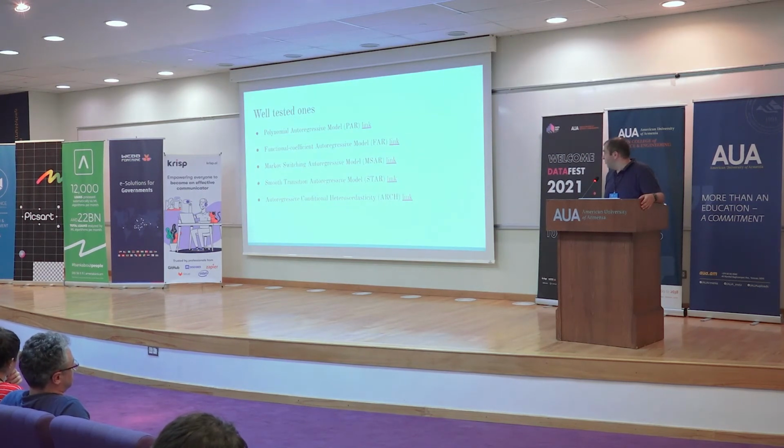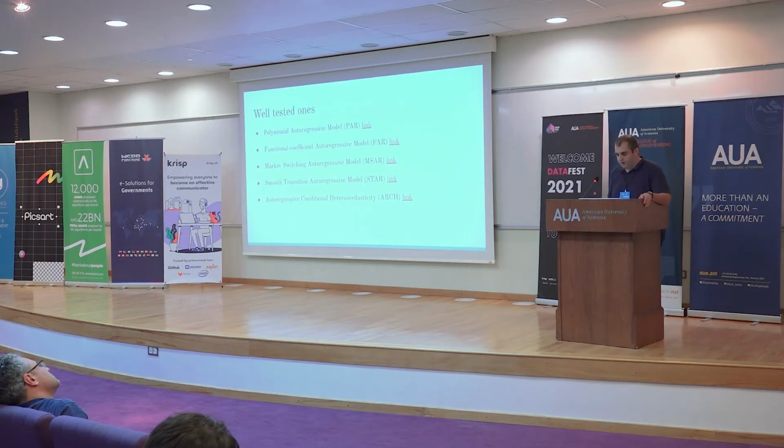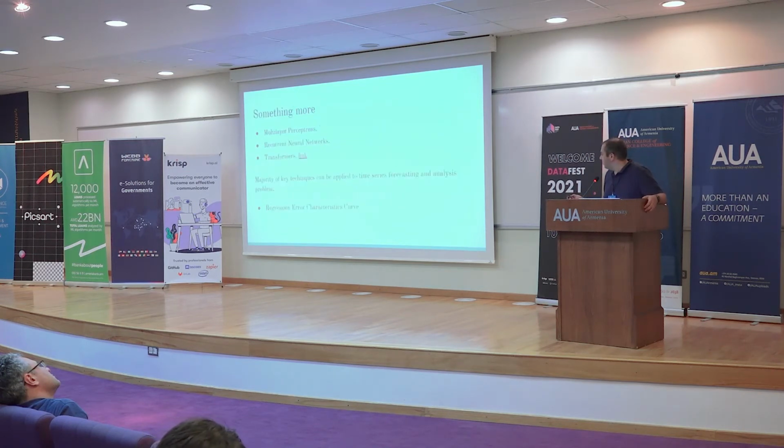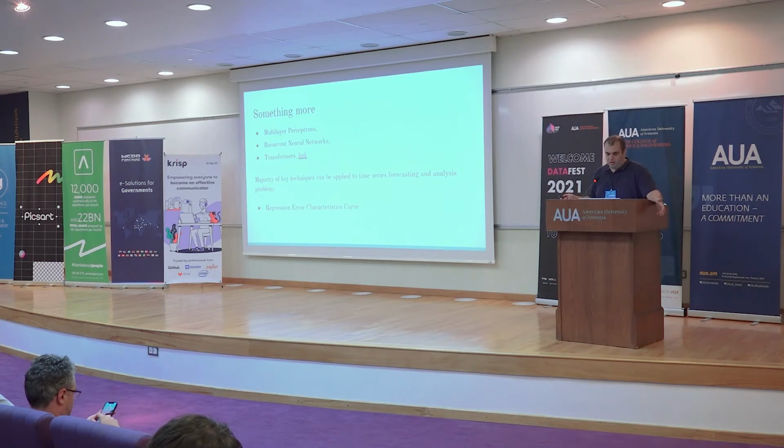As I said, in the case of nonlinear models, there is the polynomial autoregressive model, which is very similar to autoregression models in general, but there are some tricks when you have to deal with computations. Functional coefficient autoregressive models: FAR, MSR, STAR, ARC. These are models that differ from each other very much, and each of them has multiple variations. You can check the details there, because I'm sure I will not manage to cover this in time. And something more, of course: we have multilayer perceptrons that can be efficiently used also for time series prediction.